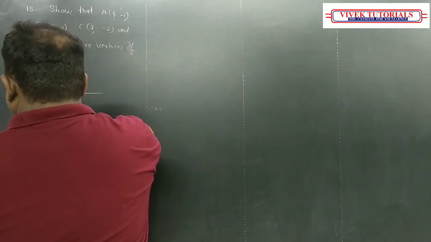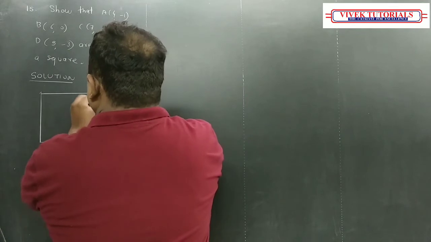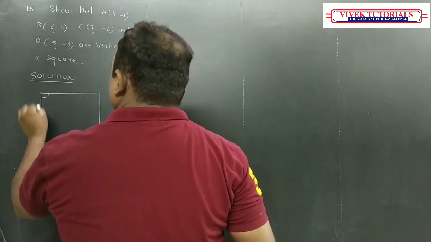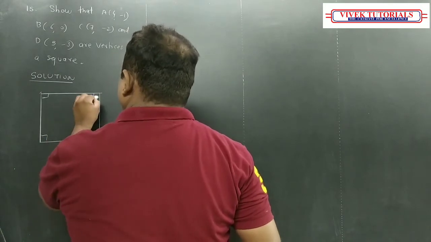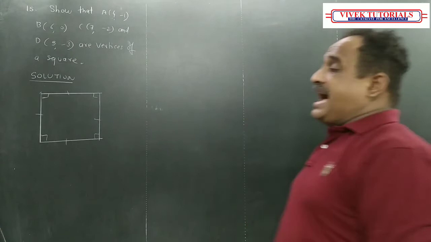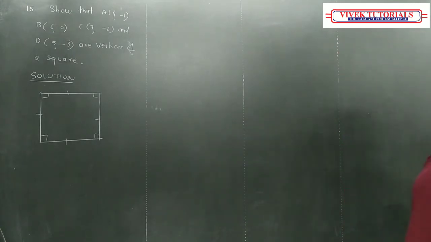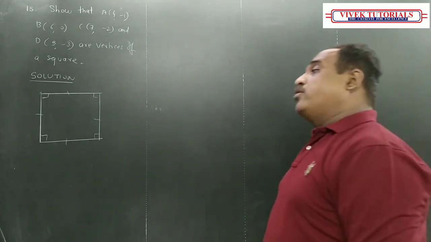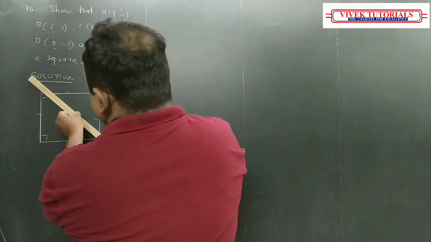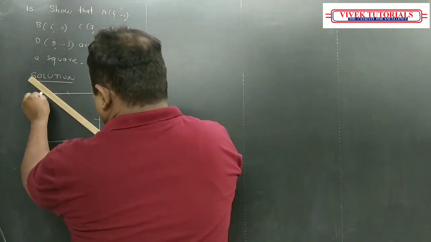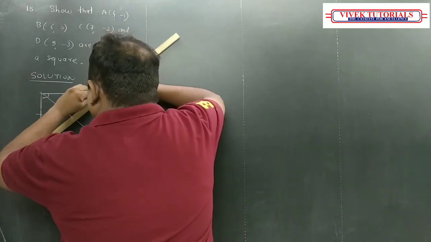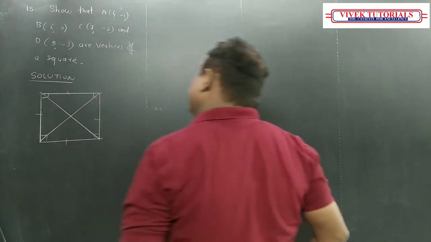तो स्क्वायर के लिए खासियत क्या होती है स्क्वायर की? All the angles are congruent, they are of 90 degree, then all sides are congruent. But as we have studied in 9th standard, when all the sides are congruent, that is a rhombus. And in that, if the diagonals are congruent, then only it is a square.